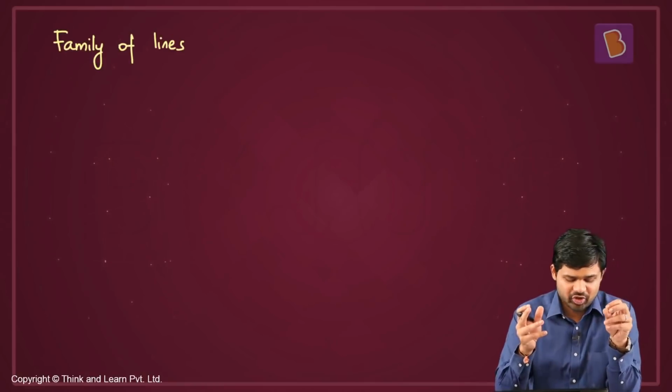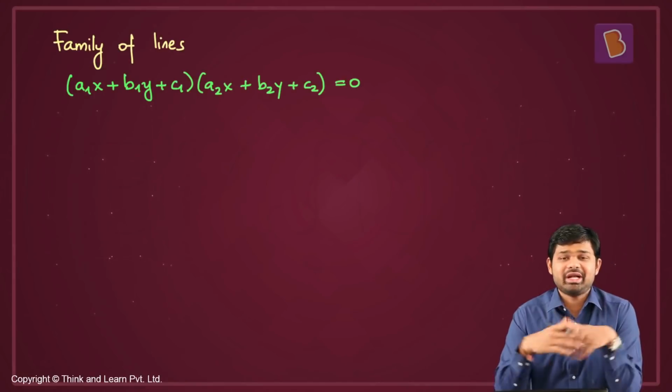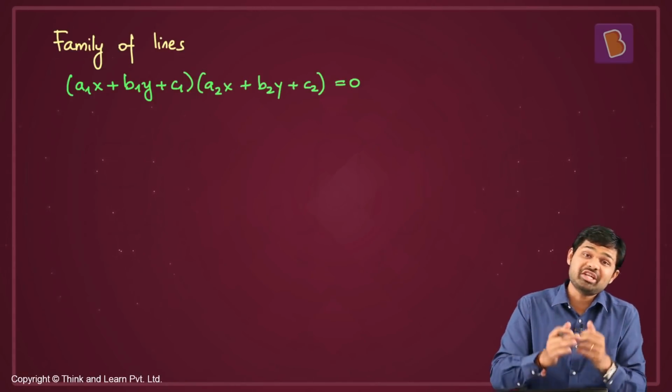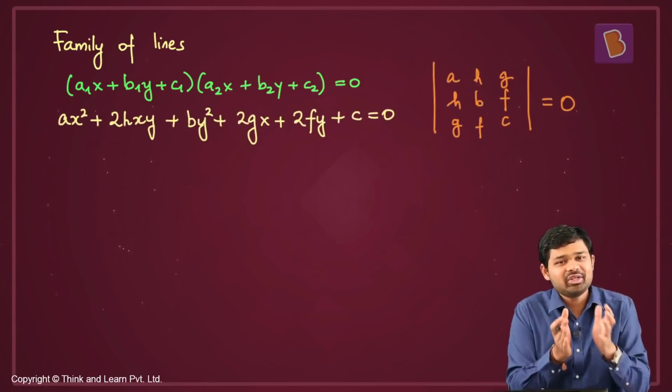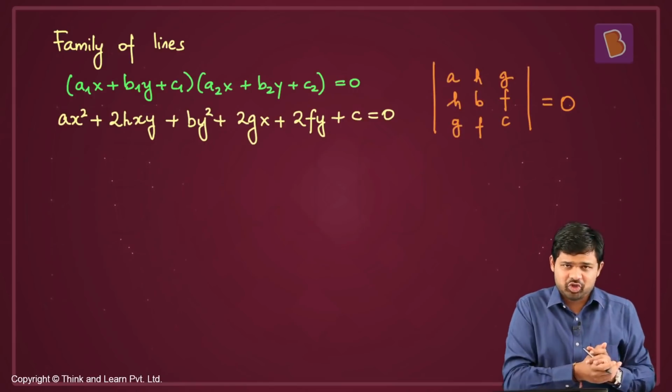When we talk about family of straight lines, we start talking about the pair of straight lines, and if you have two equations of a straight line, how do you get the equation for the pair of straight lines? And then we move on to the general second degree equation and find out the condition when a general second degree equation represents a pair of straight lines.